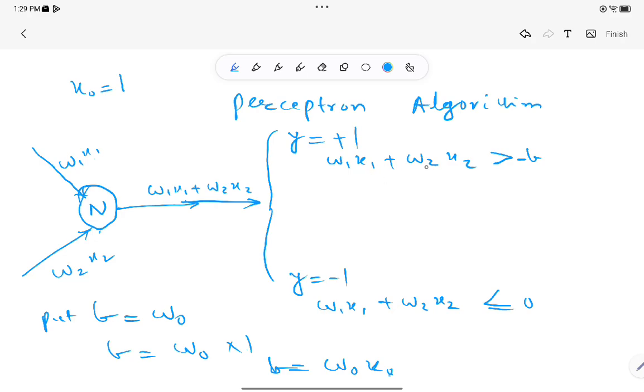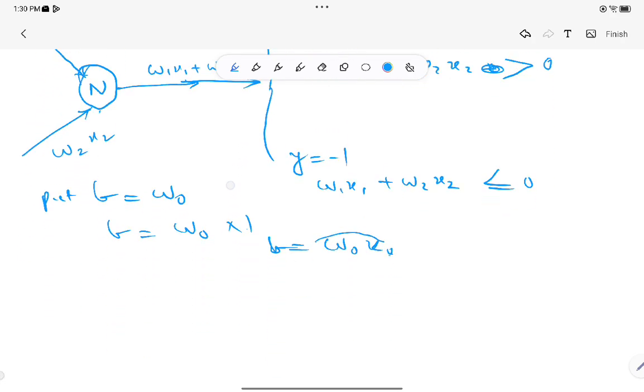It is unlike x1 and x2. X1 and x2 are inputs which can change. X naught is not an input. This whole term is basically the bias. You already know why we give it this shape. So W1x1 plus W2x2, when you transpose b to this side, it becomes plus b. Plus b means you have w naught x naught, and this should be greater than 0, since you have transposed it to this side.